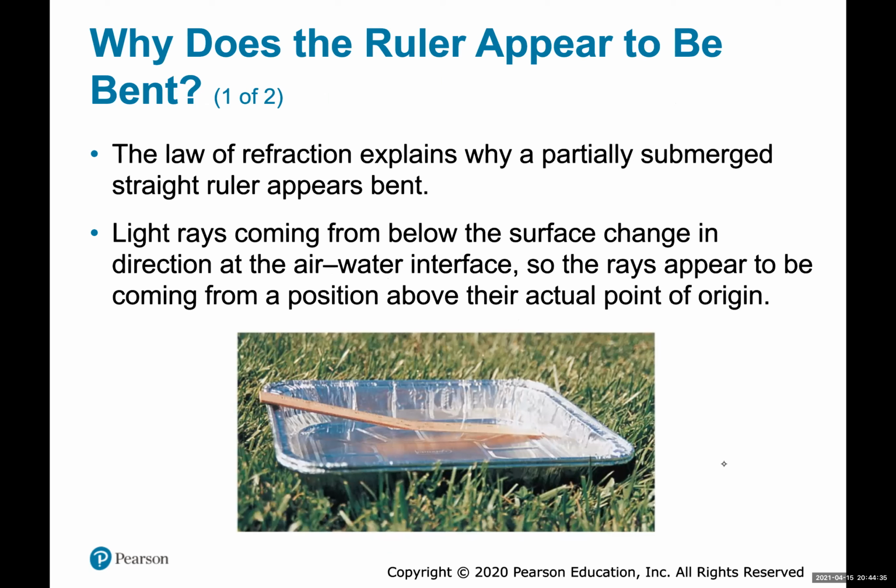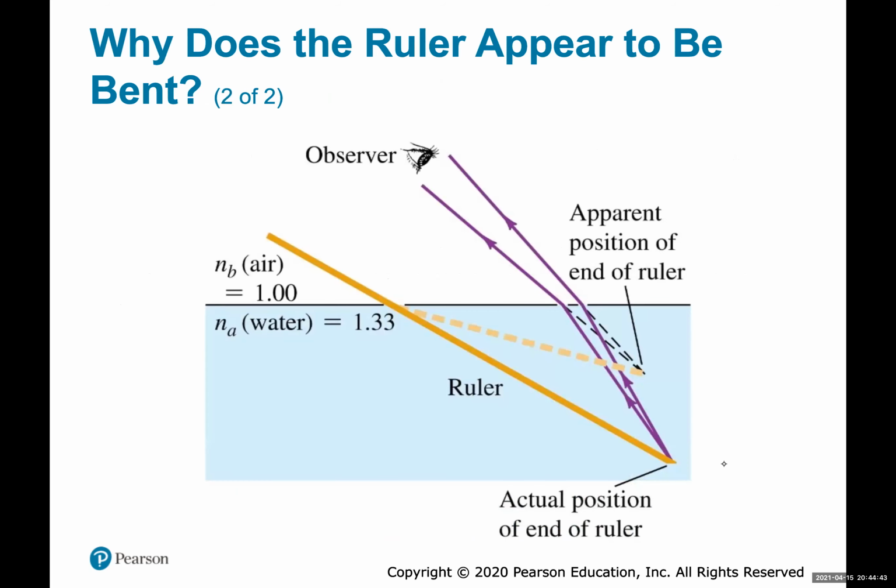Why does a body of water appear shallower than it is? Why does a ruler appear bent? Because our eye only knows where it looks like the light came from. The end of the ruler appears to us to be at a shallower depth than it actually is, which means the angular orientation of the ruler has changed and it looks like it's bent.